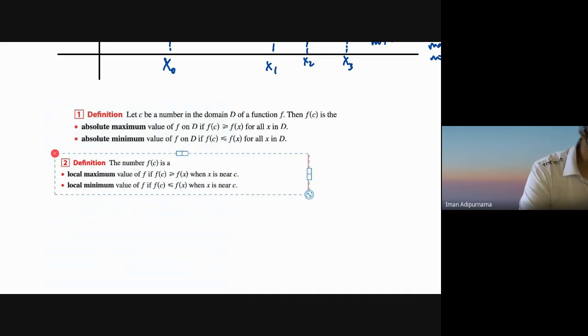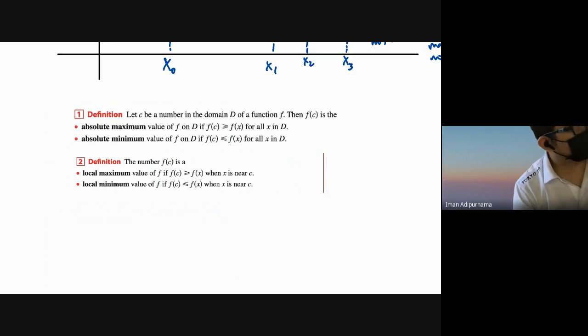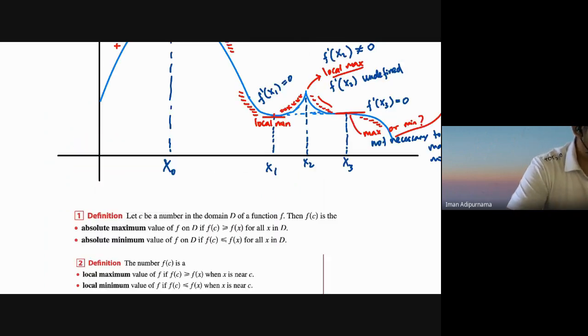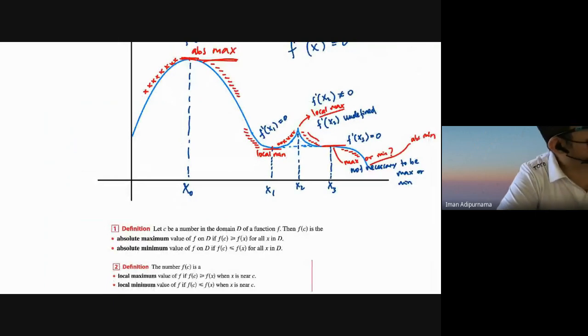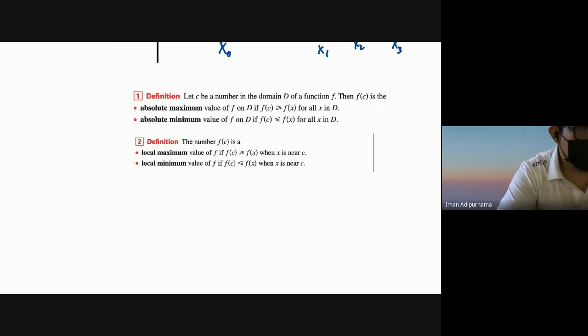And we can also have the local definitions. The definition is when x is near c. Which means you have the domain, and maybe you cut the domain into some pieces that you can observe, and that is what you call local. For example, this big one, the highest one, we call the absolute. And if there is another one having a similar property, but it's not the highest, we call that a local maximum, or local minimum if it is a minimum.